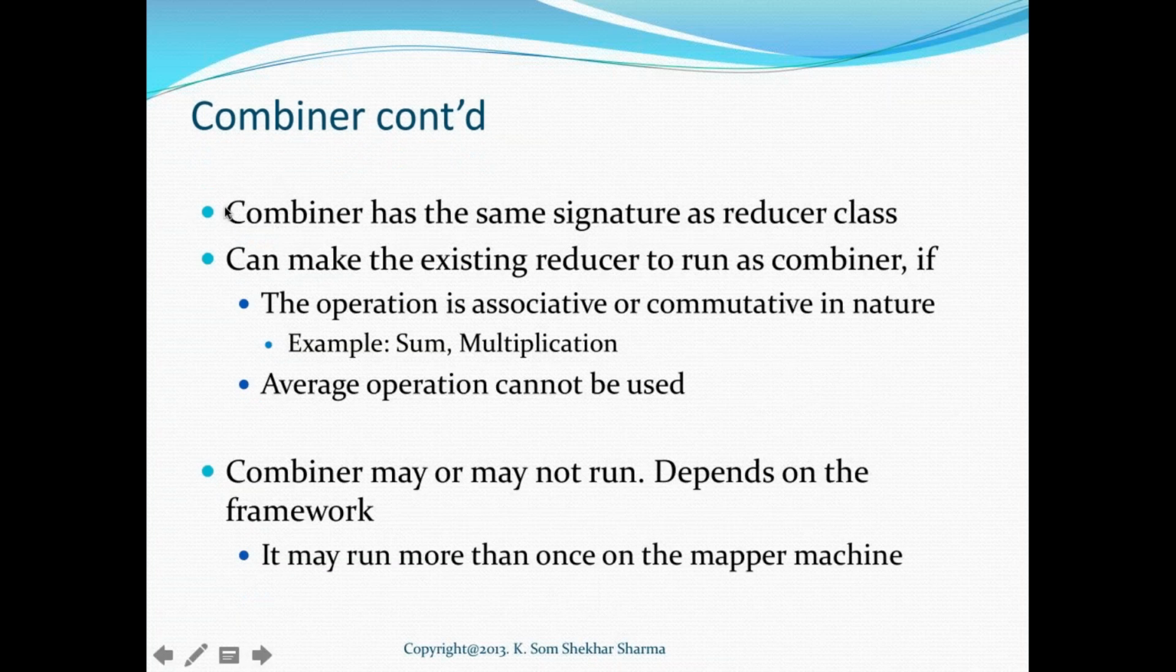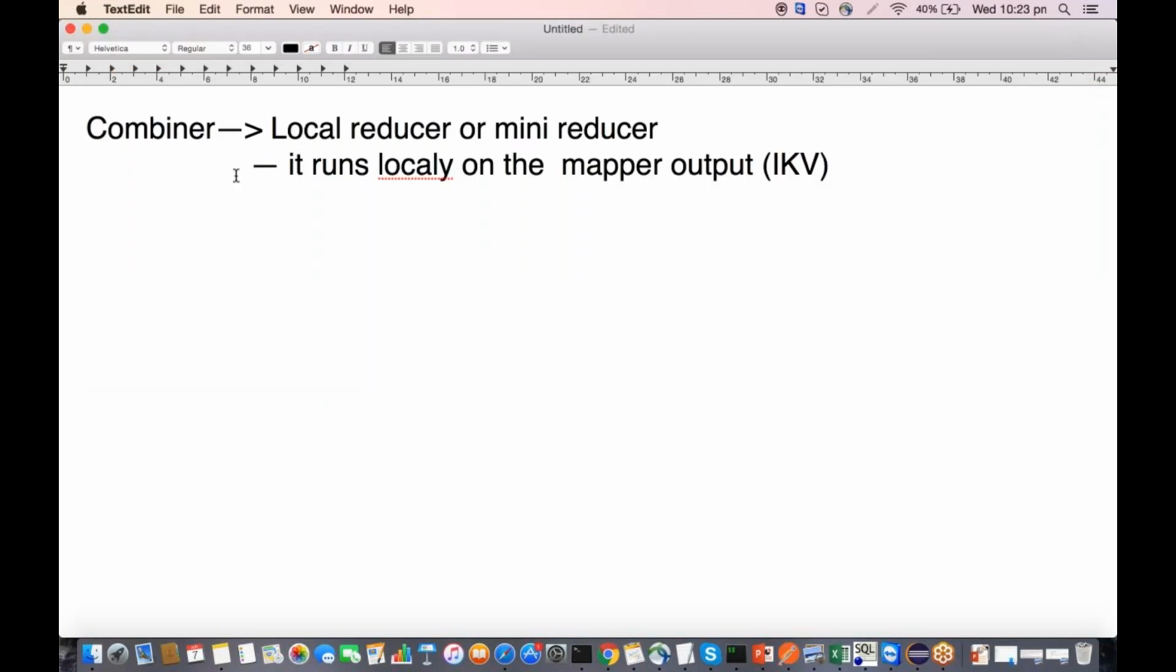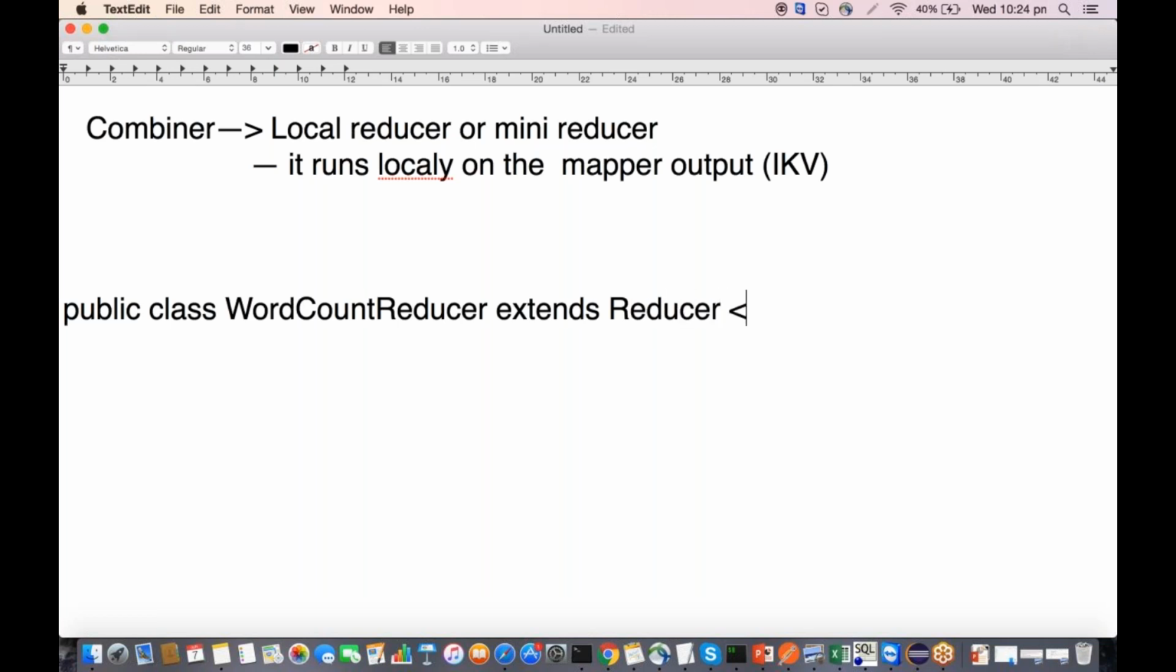Okay, so the combiner has the same signature as a reducer class. When you want to write your combiner, the general trend is that you make your existing reducer run as a combiner, but no one stops you from writing your own combiner logic. How do you write your reducer class? Let's say you're writing a word count reducer. You say public class WordCountReducer extends Reducer, you give K1, V1, K2, V2, and then you override the reduce method, public void reduce.